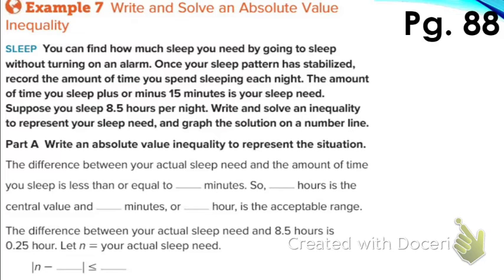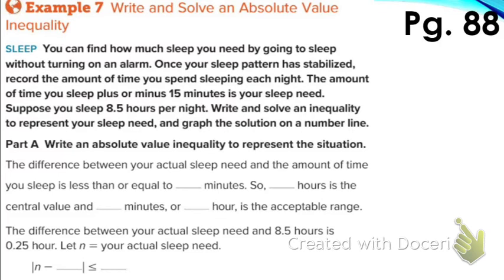You can find out how much sleep you need by going to sleep without turning on an alarm. Once your sleep pattern has stabilized, record the amount of time you spend sleeping each night. What does it mean for a sleep pattern to stabilize? To stay the same. To stay the same, yes.